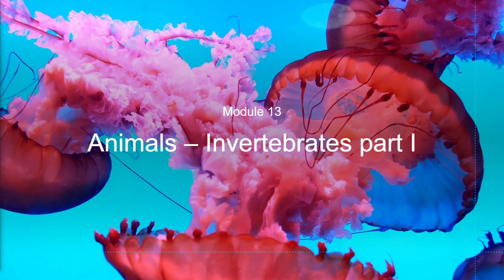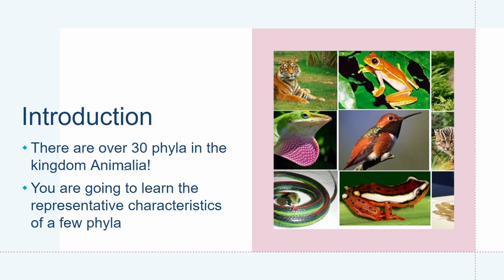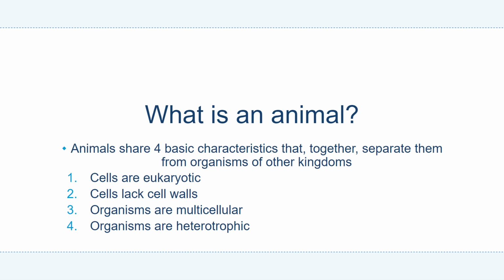Now we're going to look at chapter 13. We'll look first at invertebrates and later vertebrates. But before we can get that, let's just note that we're moving into kingdom Animalia. And we're going to be looking at representative animals and their characteristics for a few different phyla within kingdom Animalia, because there's over 30 phyla for this kingdom.